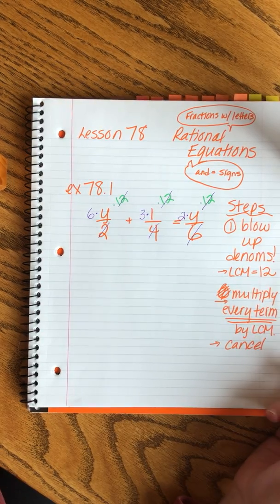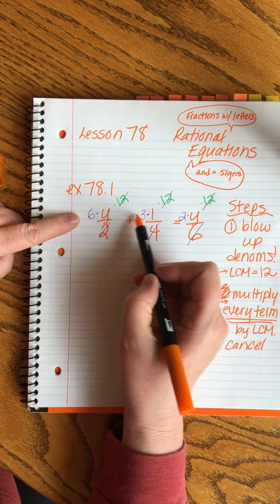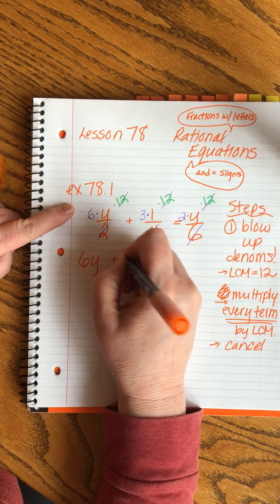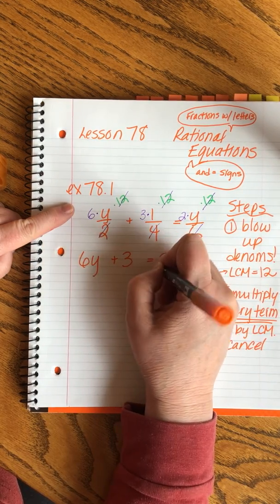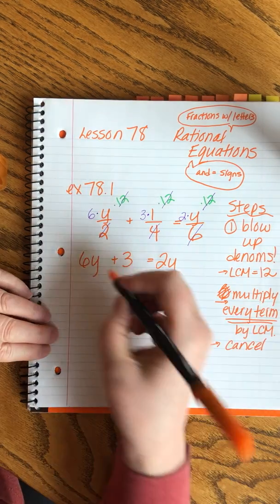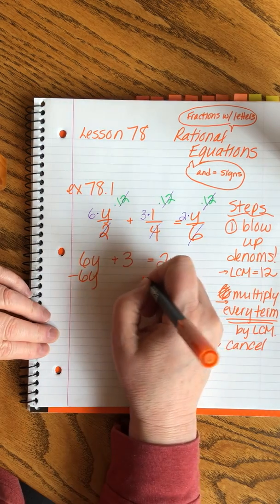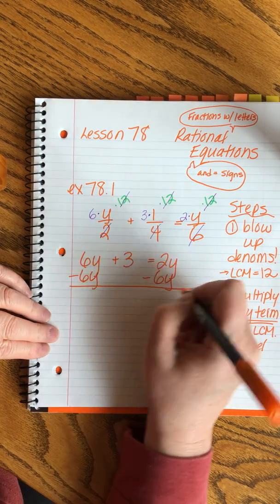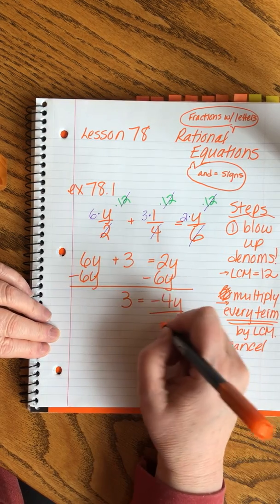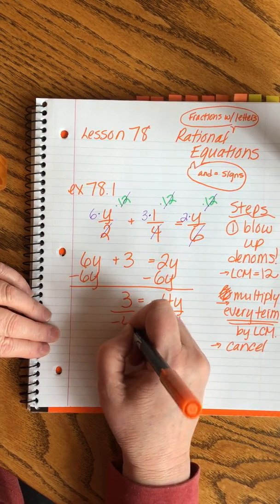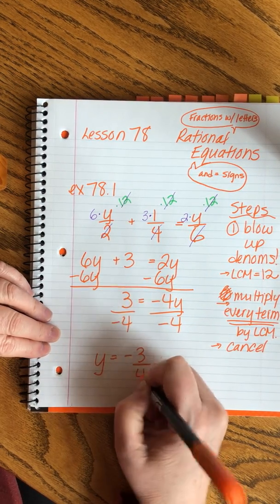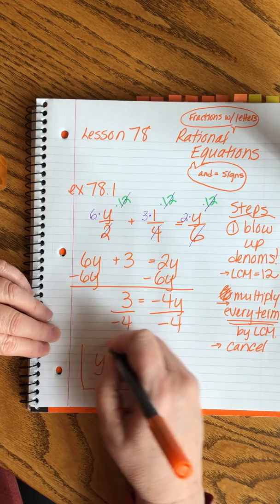All right? So now what we're ready to do is just rewrite what we have left. 6y plus 3 equals 2y. All right, I'm going to subtract 6y. And I get 3 equals minus 4y. And I'll divide by minus 4. And I'll get y equals minus 3 over 4. Final answer. Yay!